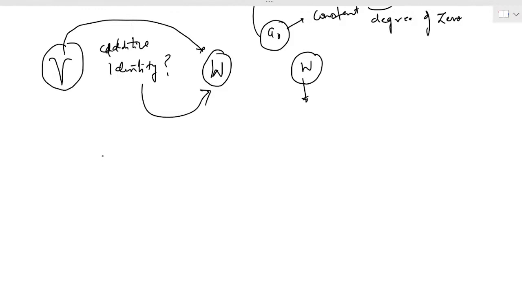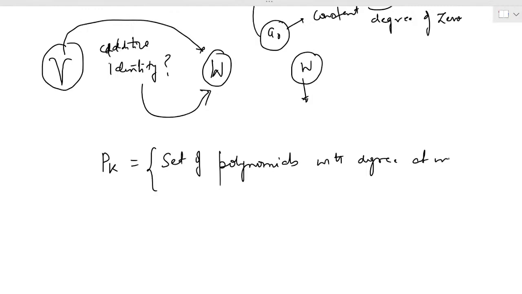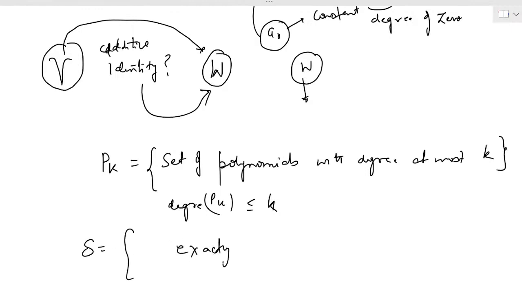When I'm saying Pk, what does it imply? Pk implies the set of polynomials with degree at most k. At most k means what? When I'm saying degree of Pk, it is less than or equal to k. Now I'm talking of another set where I'm very strict. I'm saying exactly k. When degree is exactly k, how can I have this zero polynomial here? For the zero polynomial to exist, the degree should be 0. Here you have this freedom.